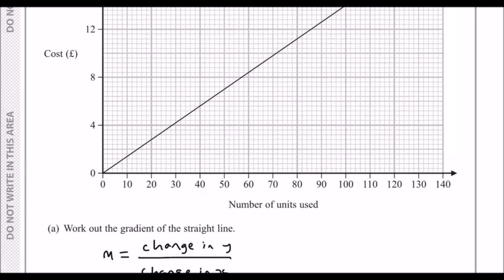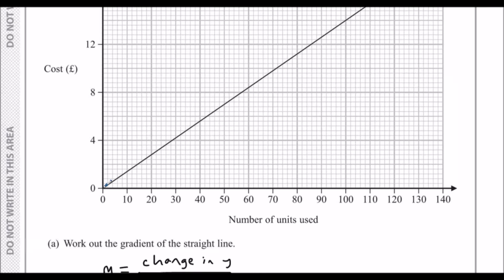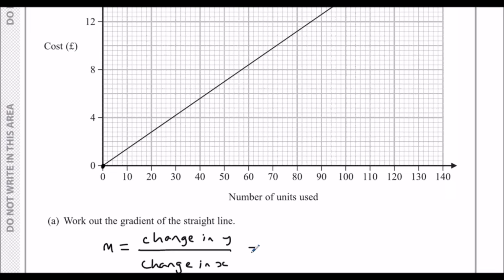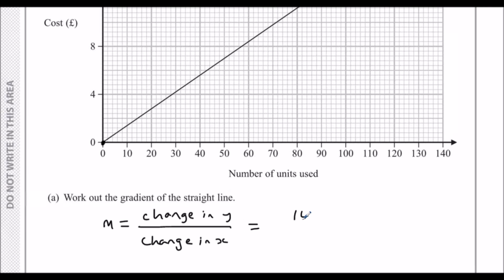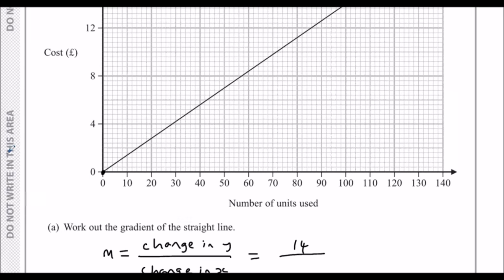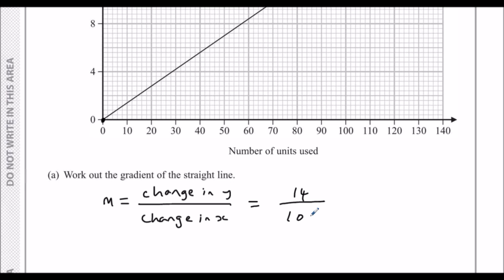So let's find two good points we can use. We'll use 0, 0 and 100, 14. The change in y from 0 to 14 is 14. The change in x from 0 to 100 is 100. So 14 over 100, or 0.14.